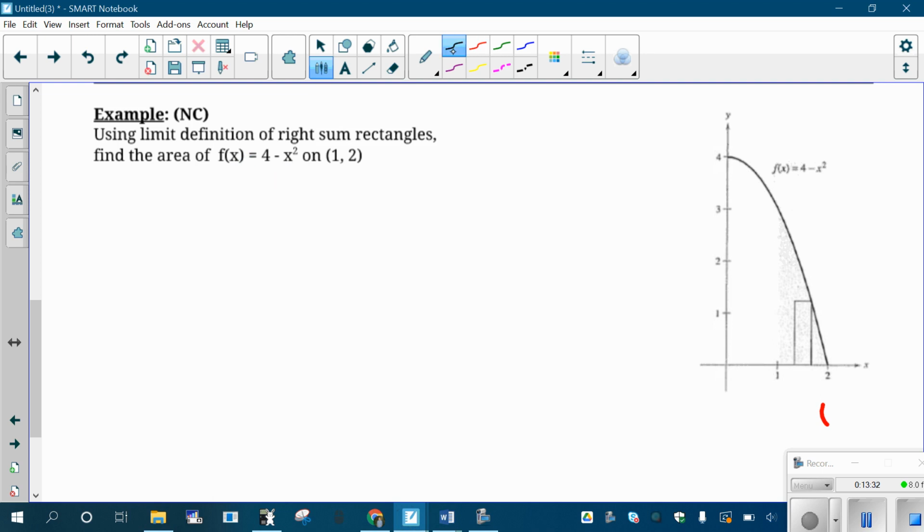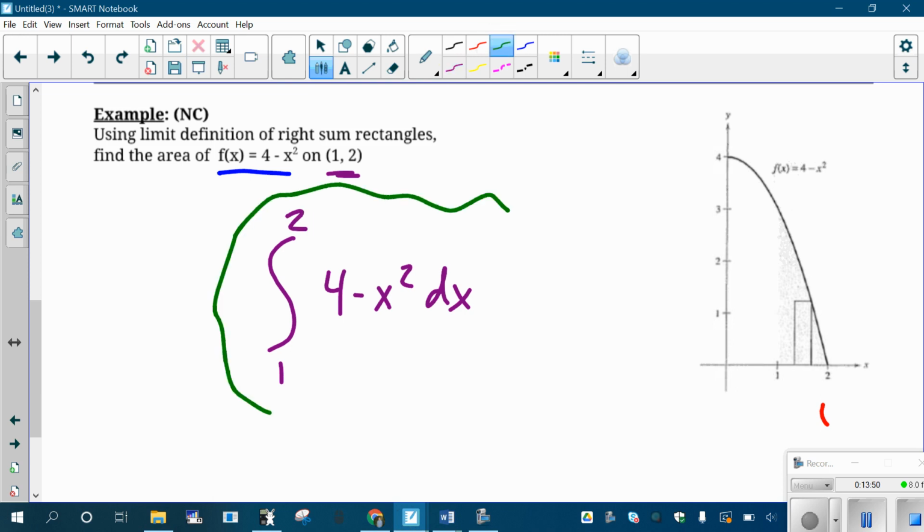To clarify, in case you're confused, if you're trying to find the area under this function on this interval, it means you're trying to find the definite integral of this function from x equals 1 to x equals 2. This is what you could type in your calculator. You could do what we just did with the limit definition of the area under the curve, of the definite integral, and you should get out the same thing as what your calculator gives you. Cool.